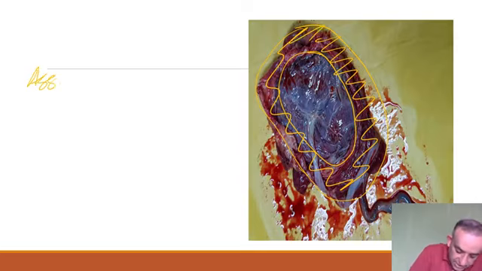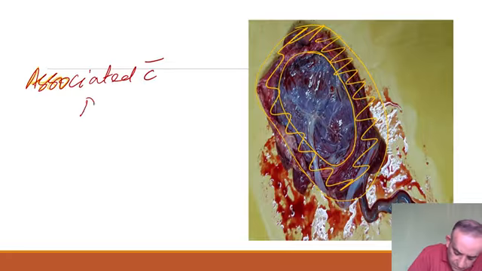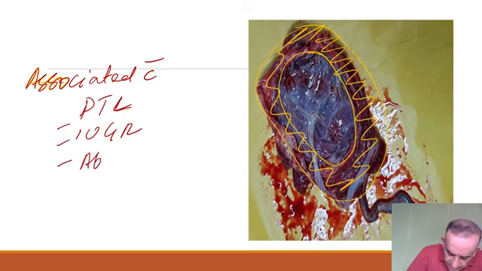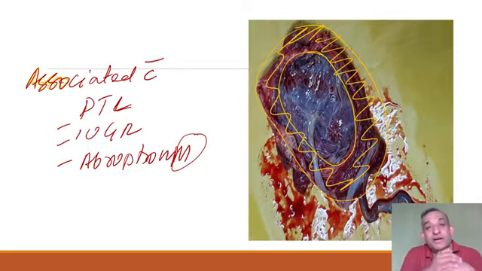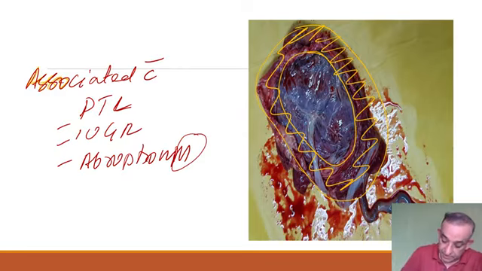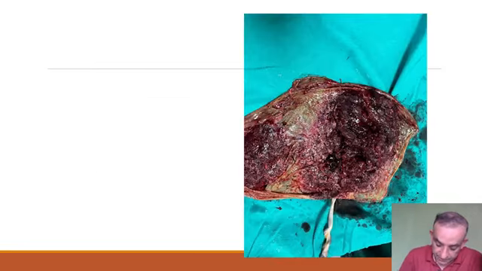It is associated, I don't know whether you can see the yellow color, with preterm labor, PTL, intrauterine growth restriction, but very importantly, abruptio placentae. Abruption, and that is the MCQ question. They've asked you this many times: what is the common relation of a circumvallate placenta with which obstetrical problem? Which is the abruption. All right, guys, so let us see this one now.